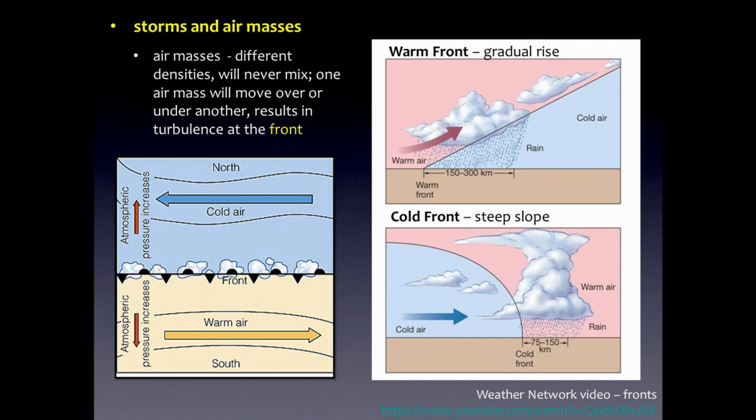If we have a cold front, what we see is a very steep slope. We're sitting in a mass of warm air, and cold air is moving in. What we see is a very steep slope, almost like that quarter of a circle we see there. And that band of precipitation is much, much smaller, maybe only up to 150 kilometers in width.